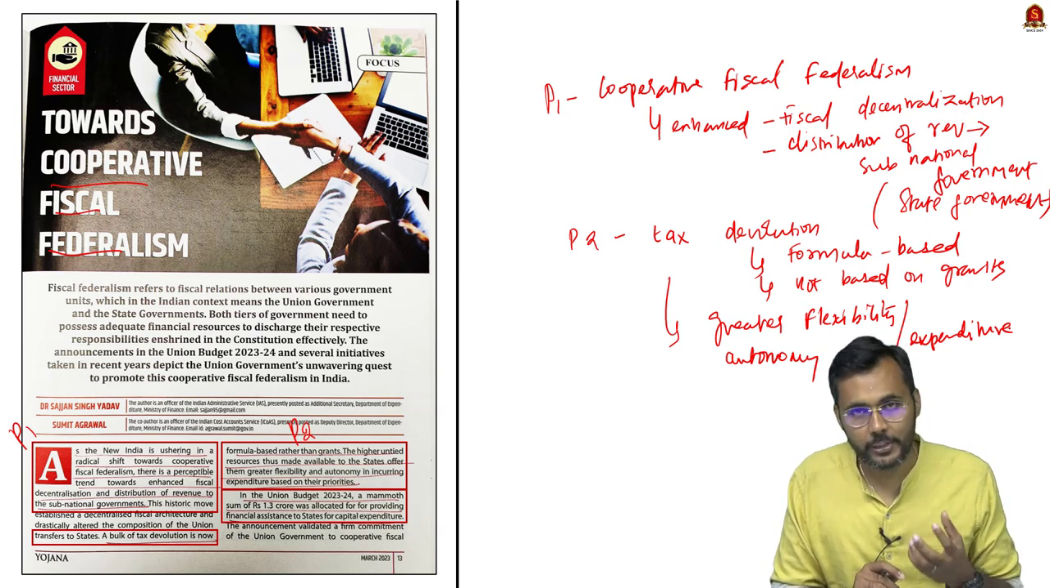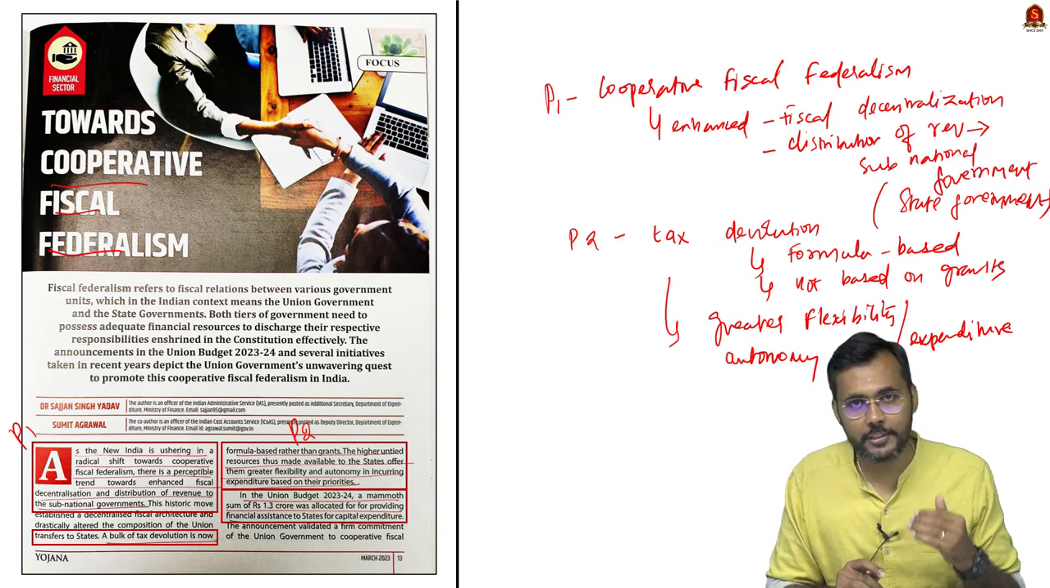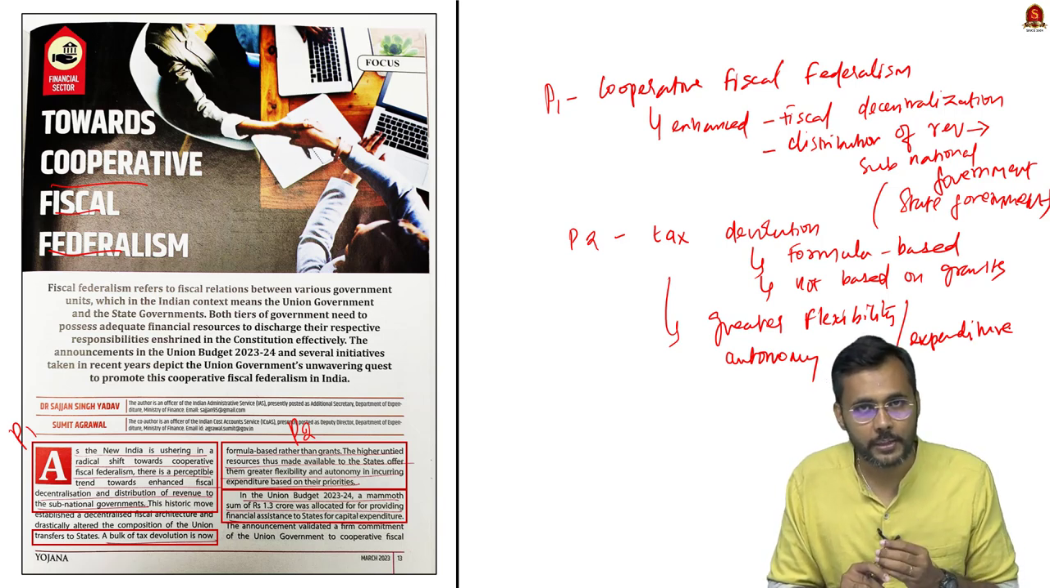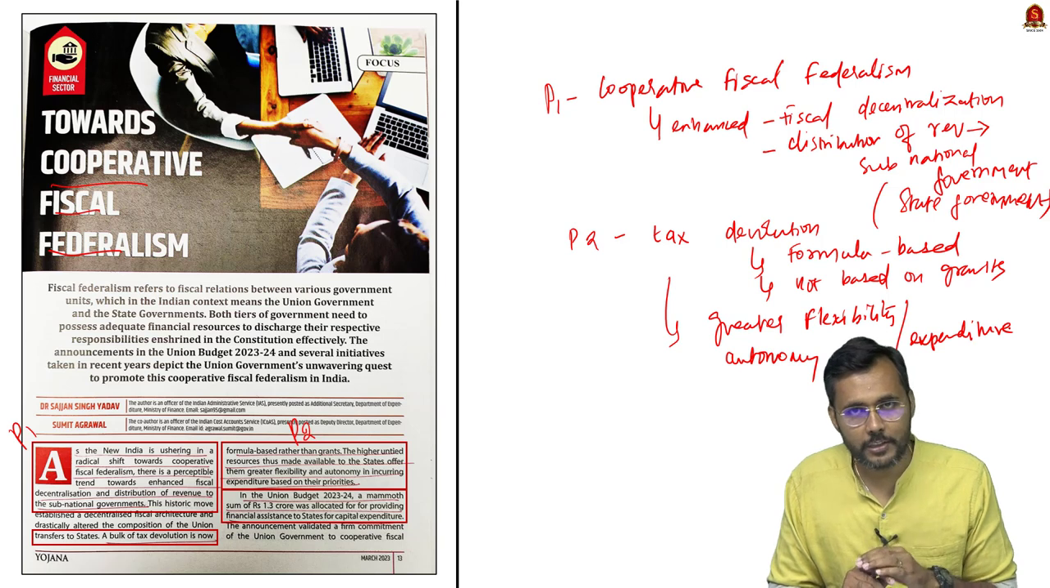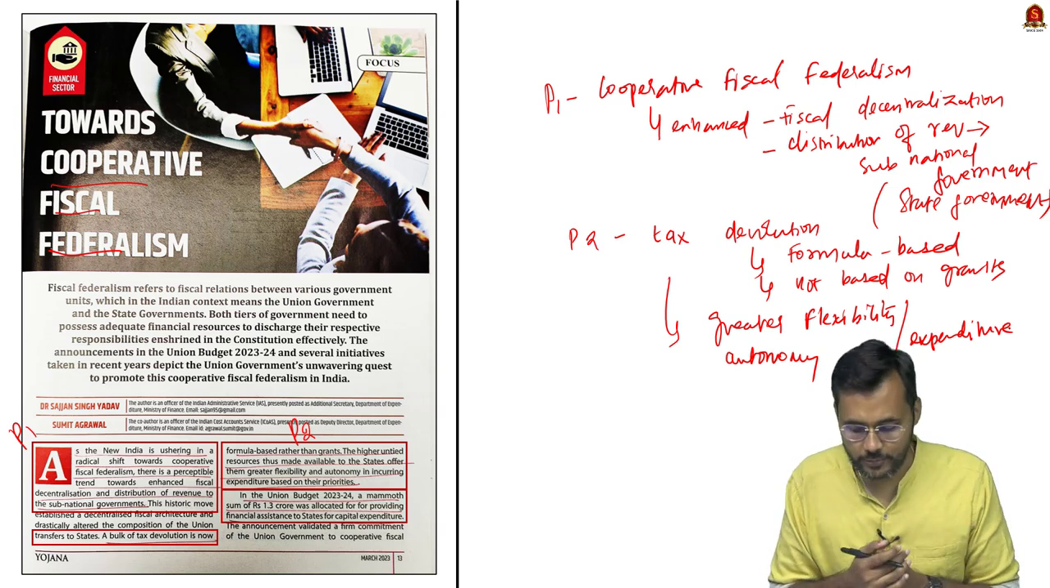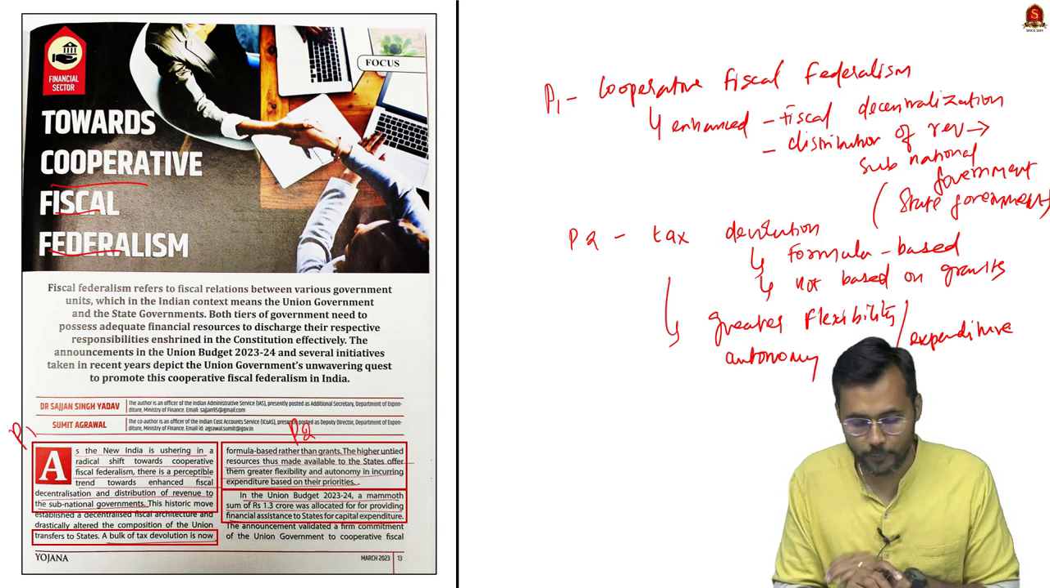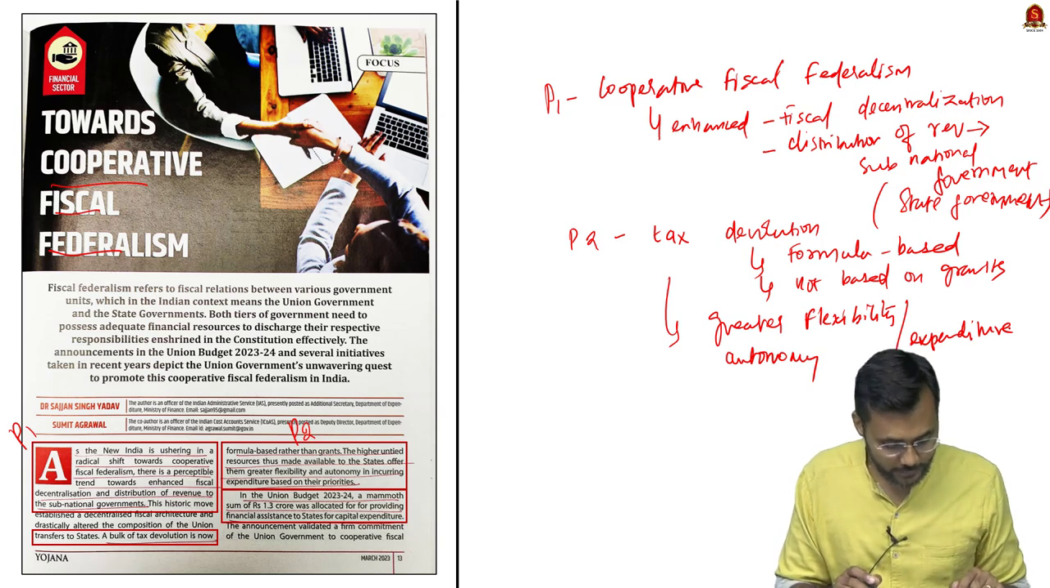That gives them flexibility in where they want to spend the money, because each state has its own unique problems. To give a better understanding, if you take states like Arunachal Pradesh, which is a border state, it has its own unique set of problems when compared with Chhattisgarh. So it gives greater flexibility and autonomy when you share the tax revenues with them, especially based on formulas. That is the point they have given.